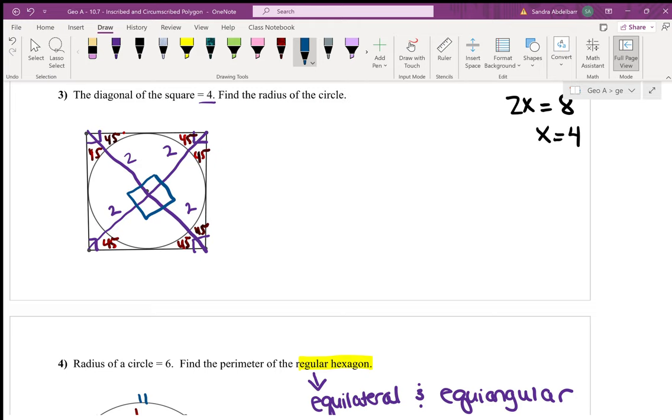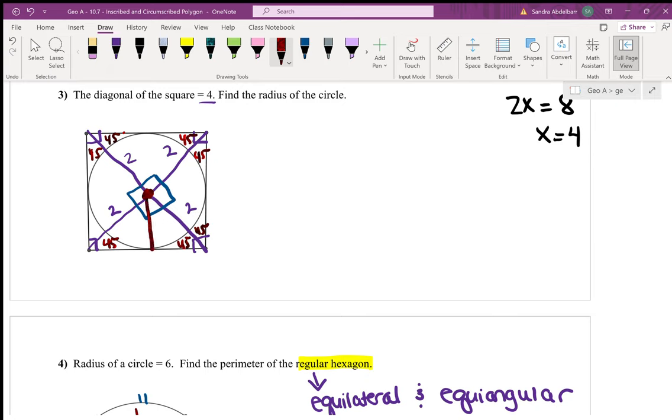It says find the radius of the circle. Are any of these segments in our triangle radii of the circle? No, because they're extending outside the circle, right? So I need to draw a radius. I'm going to take one triangle and draw my radius down.